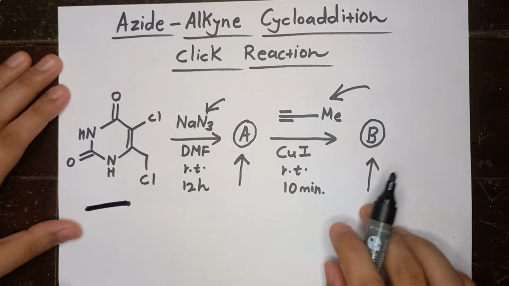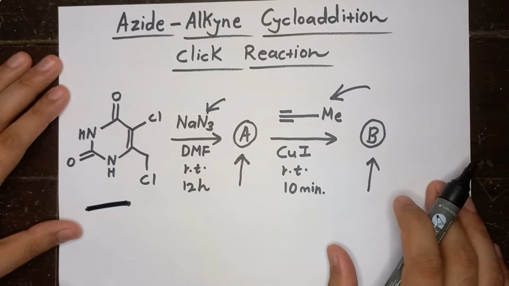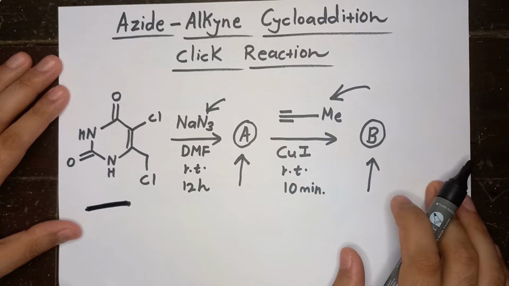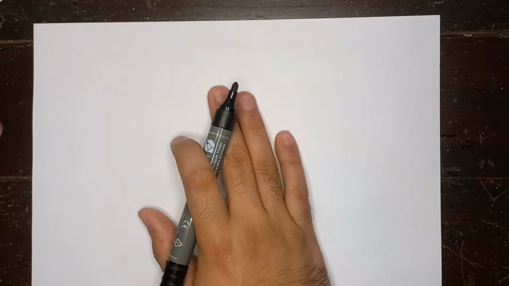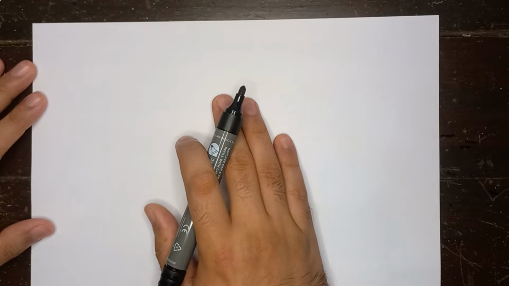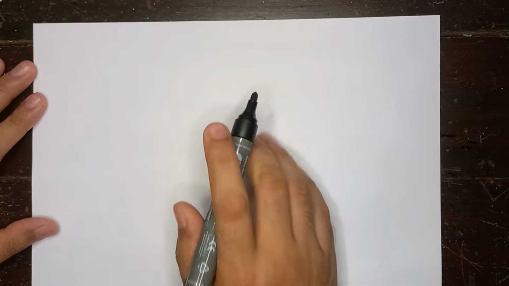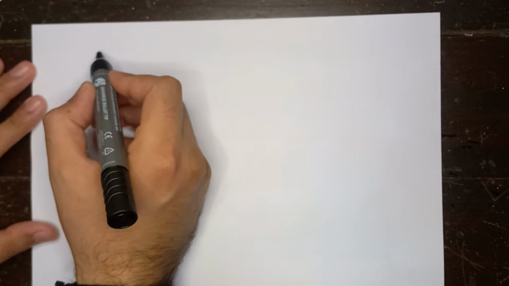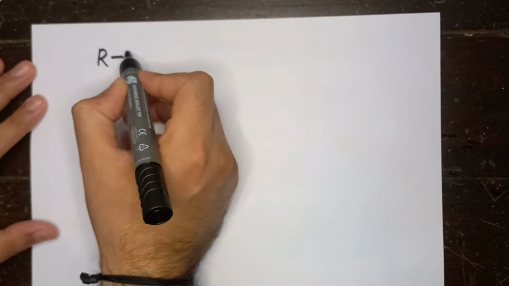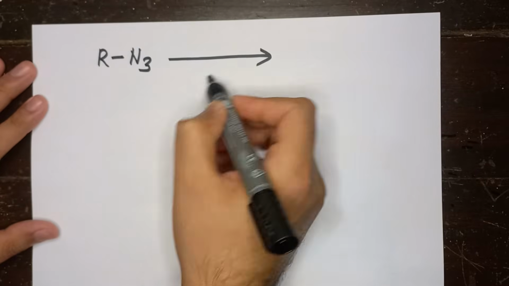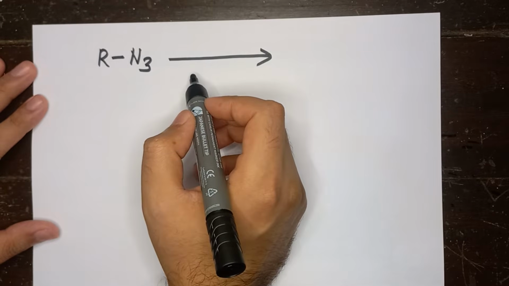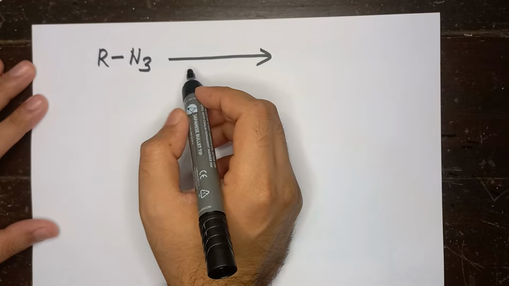Before solving this question, first let's understand what azide-alkyne cycloaddition, that is the click reaction, is, and its mechanism. As the name suggests, we have azide-alkyne cycloaddition. So one of the reactants will be an azide and the other reactant will be an alkyne. Let me take the simplest alkyne possible, that is acetylene.